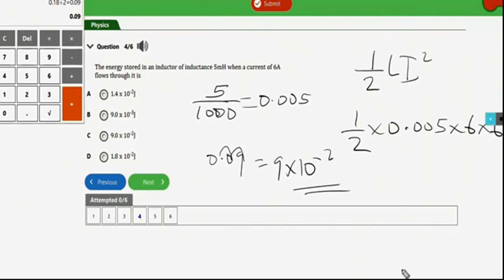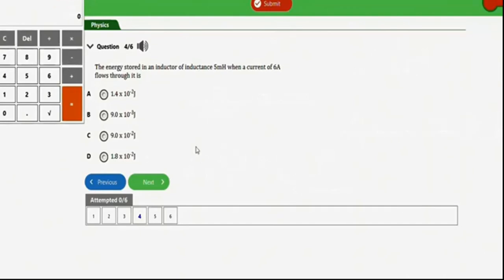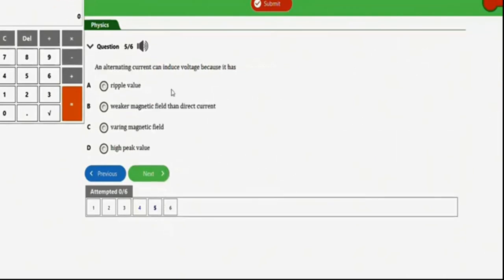Let's wipe this now and solve the next repeated question. It says an alternating current can induce voltage because it has a ripple value, a weaker magnetic field than the direct current, a varying magnetic field, or a high peak value. So the right option in this question will be option C, which is it has a varying magnetic field.